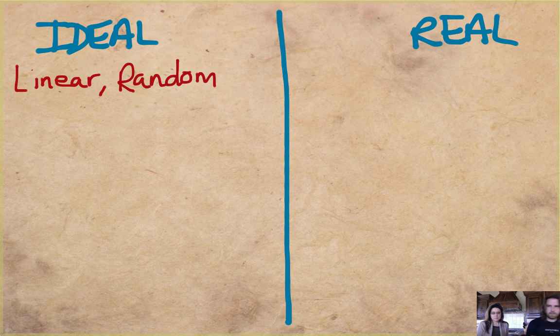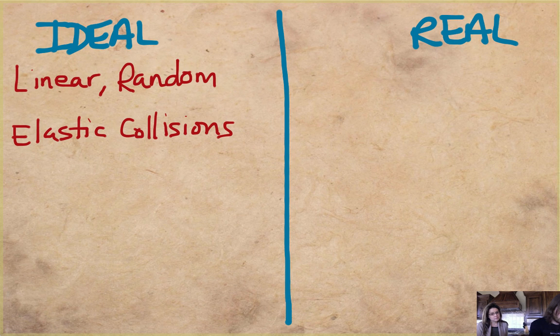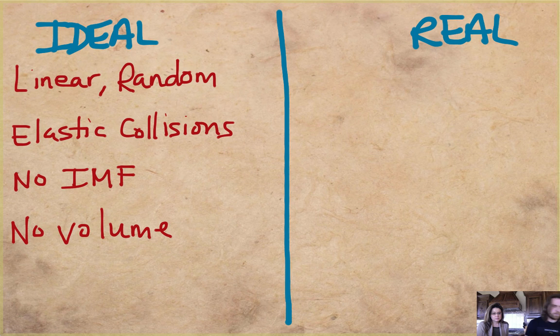What else? What about the collisions of gas particles? They're elastic. We've got elastic collisions where all of that energy is conserved. What else? We've got intermolecular forces. Ideally, they're weak or none. Intermolecular forces are so small that they're said to be nothing. And then each particle has no volume. It's actually such a small volume that it's said to be zero.